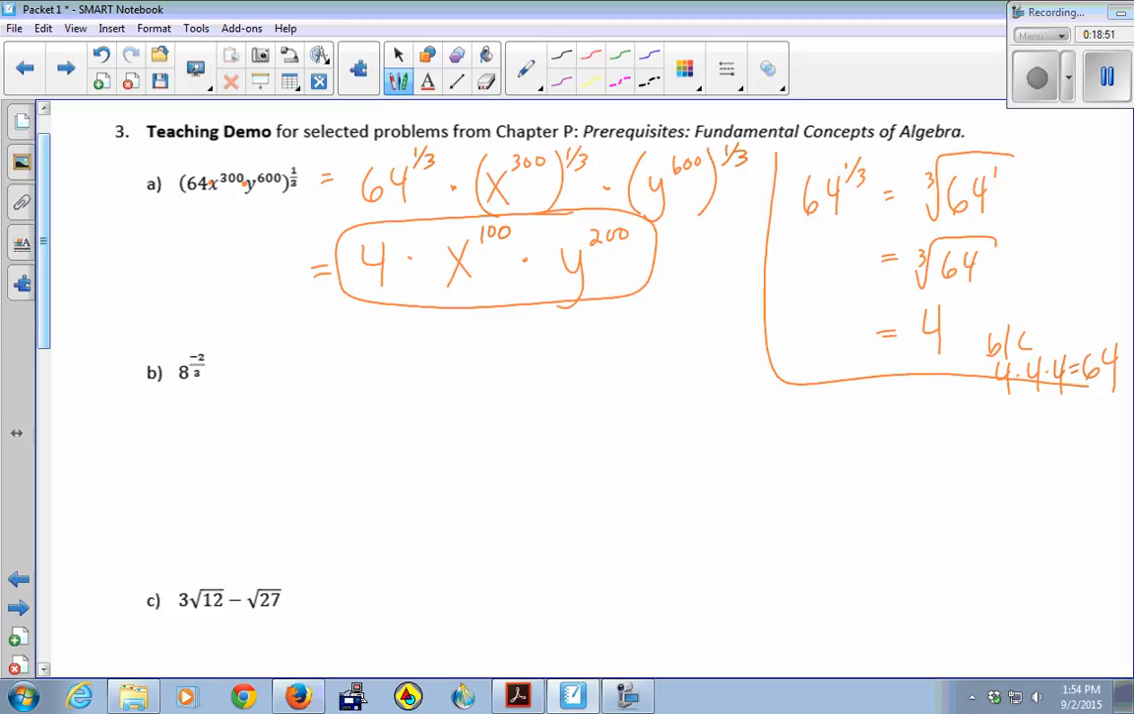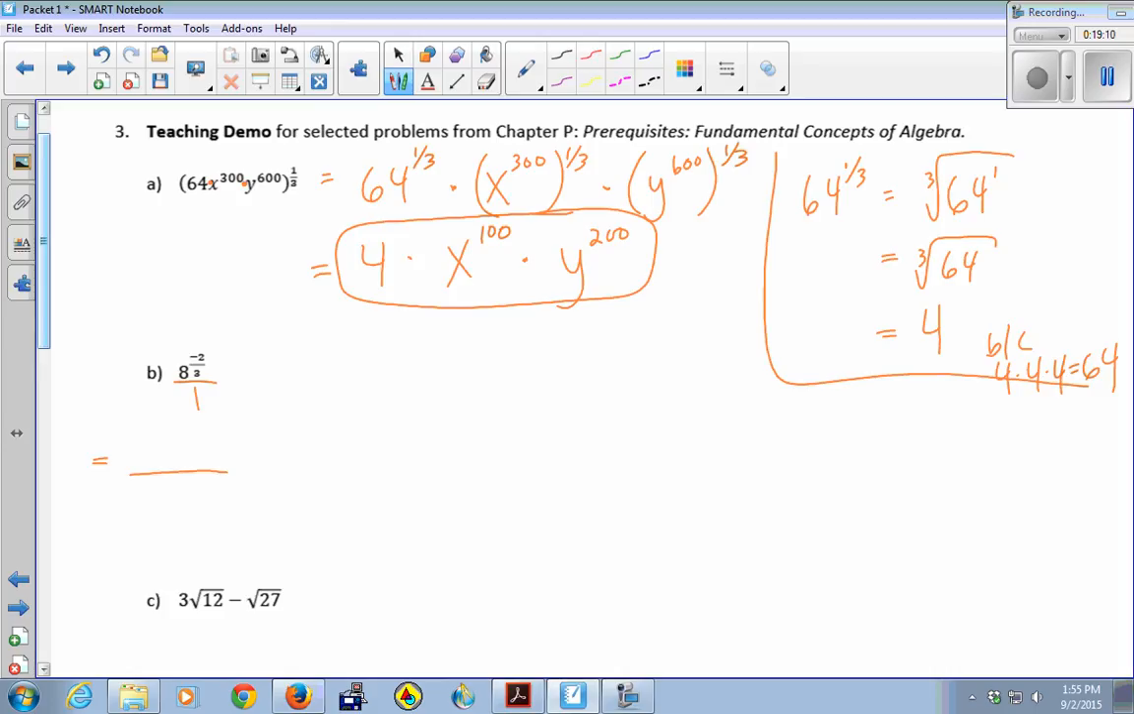All right, let's look at 8 to the negative 2/3. First thing we got to deal with is the crying baby, right? You can't do anything if the baby's crying. So put this over 1, right? I've got this whole negative 2/3. That's my exponent. I gotta put it down, right?